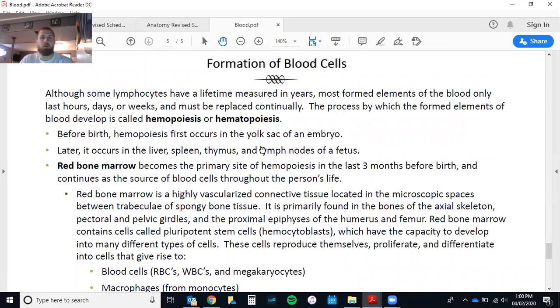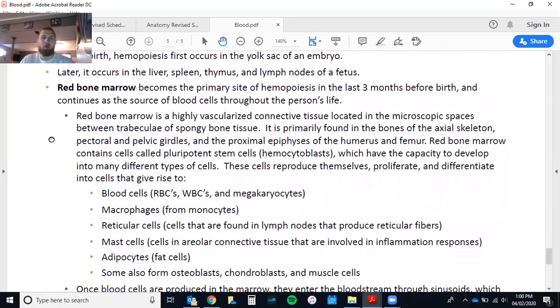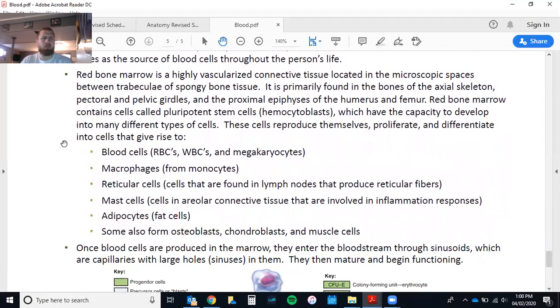Early in embryonic development, it occurs in what's called the yolk sac of an embryo. But once organs start to develop, the liver, the spleen, the thymus, and the various lymph nodes of a fetus take on that role. In the last 3 months of the last trimester before birth, the red bone marrow takes over, and that's where it is going to take place throughout the rest of our life. Okay. Our red bone marrow we talked about all the way back when we talked about bones, highly vascularized connective tissue. We find them in the microscopic spaces between the trabeculae of our spongy bone, which we find in places like the bones of our axial skeleton, pectoral and pelvic girdles, proximal epiphyses of the humerus and femur.